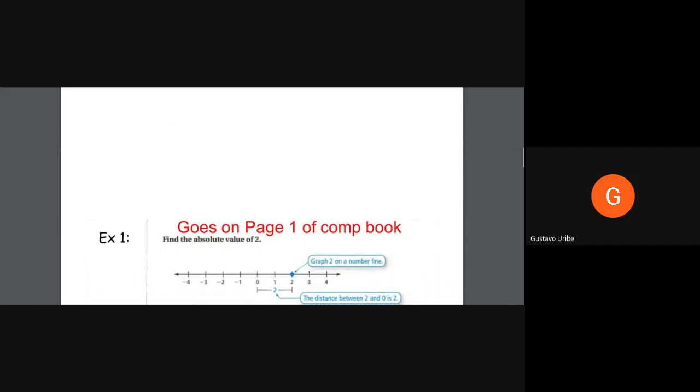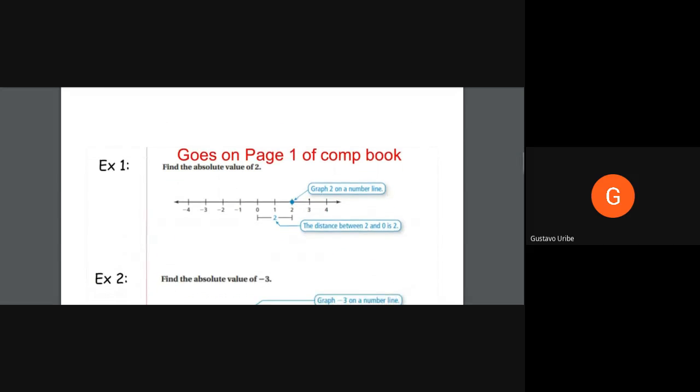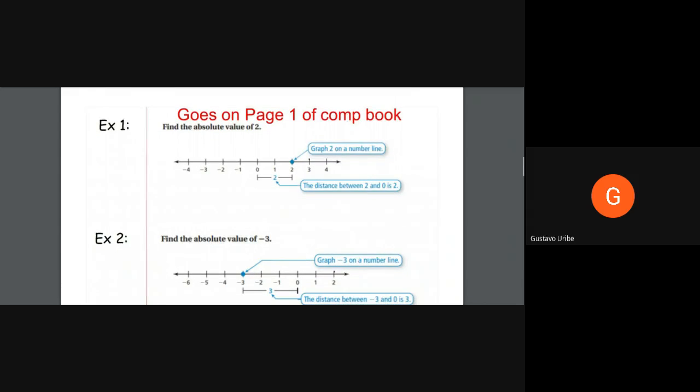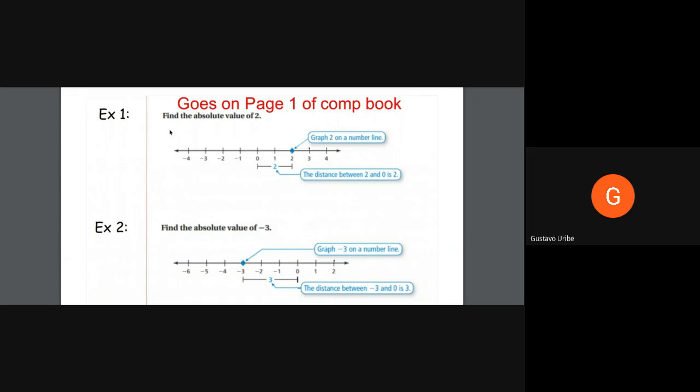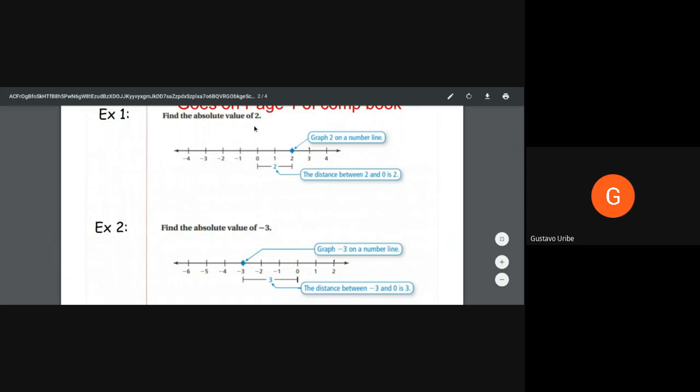Okay, let's move on to the next slide. Here are a couple of examples. To find the absolute value of 2, we drew a number line. I'm going to graph 2 on my number line and find out how far away it is from 0. It's 1, 2, two spots, so the distance between 2 and 0 is 2. So the absolute value of 2 is 2.